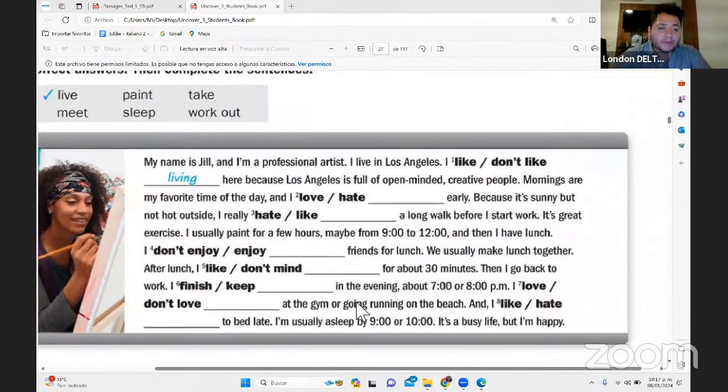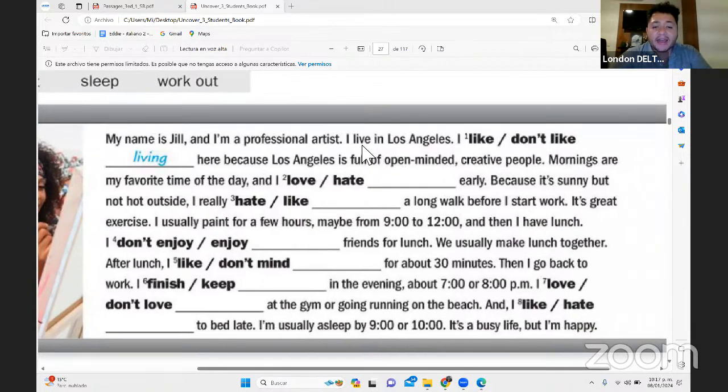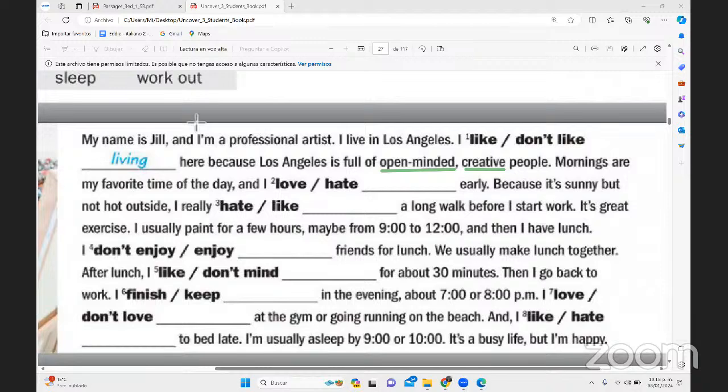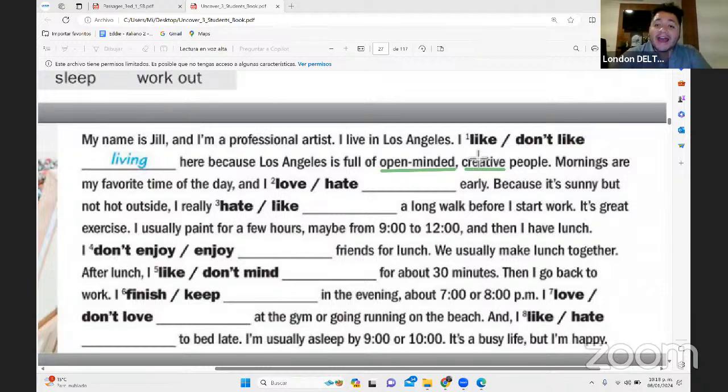Okay. So, for example, it says, my name is Gio and I'm a professional artist. I live in Los Angeles. Y aquí tenemos que escoger I like or I don't like, pero eso va a depender de lo que entendamos en el texto. So, for example, here it says, because Los Angeles is full of open-minded, creative people. Okay, open-minded and creative. Do you think these are positive or negative qualities or descriptions for people? ¿Esto creative and open-minded será positivo o es negativo? What do you think? Is something desirable in a person? ¿Es algo deseable en una persona o no es deseable? Es positive. It's positive. So that's why I choose I like, right? No tendría sentido escoger I don't like por lo que tenemos después.